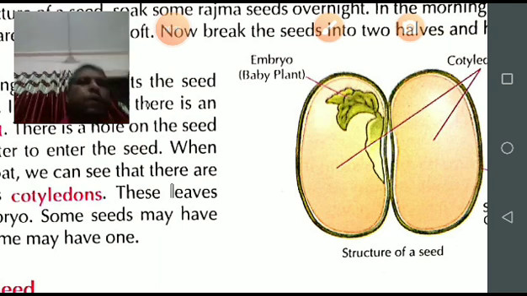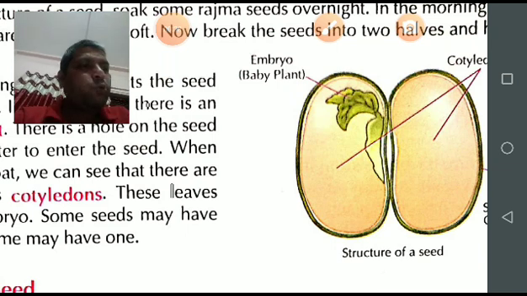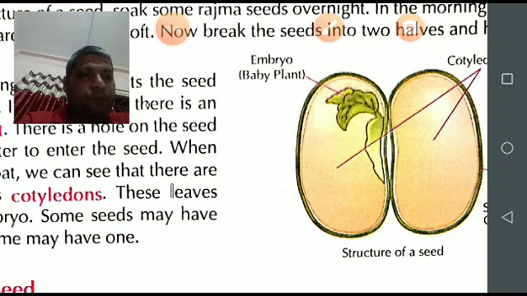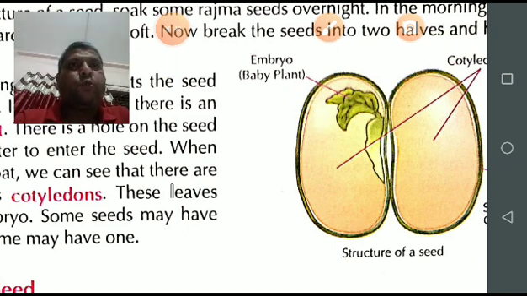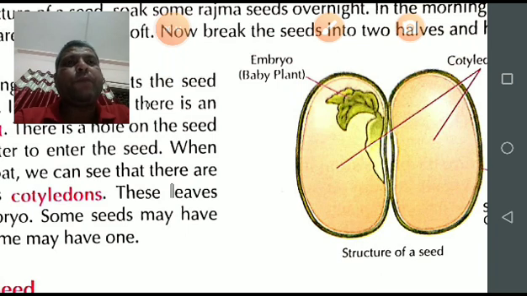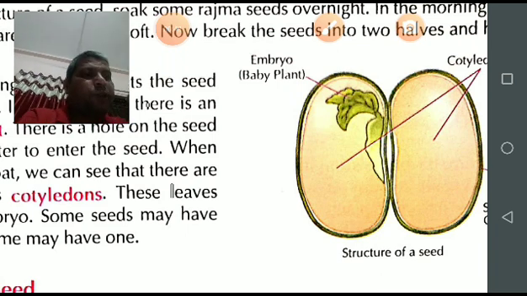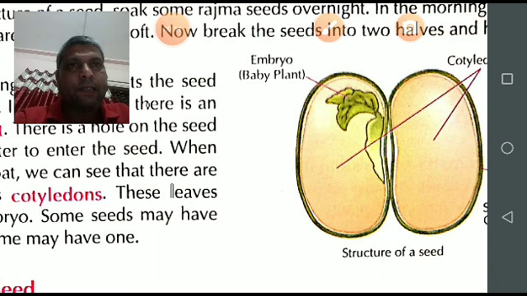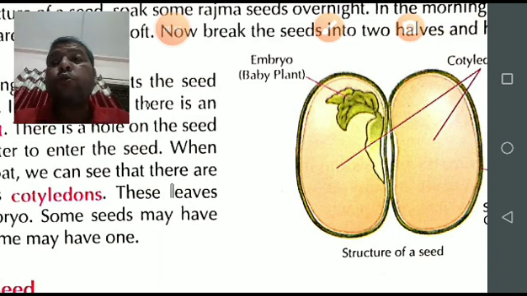So let's do the recapitulation of the topic which I explained to you in my previous video, and after that we will continue with the germination of seed and dispersal of seeds in plants.